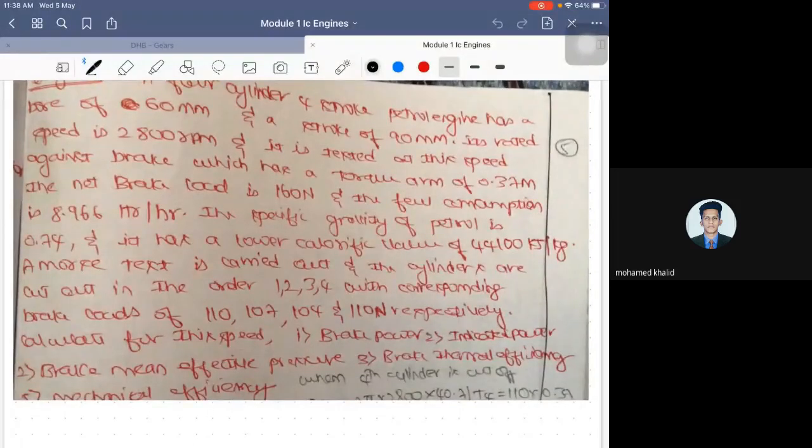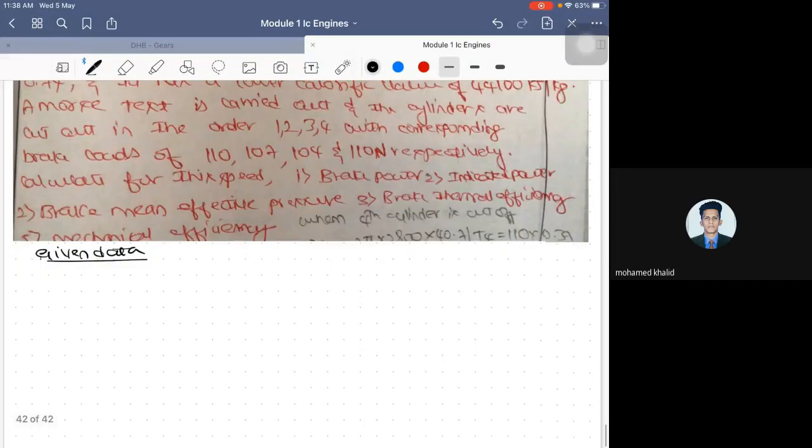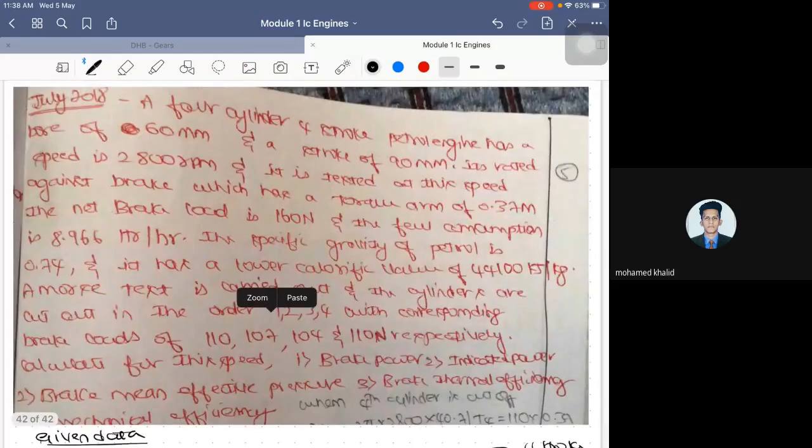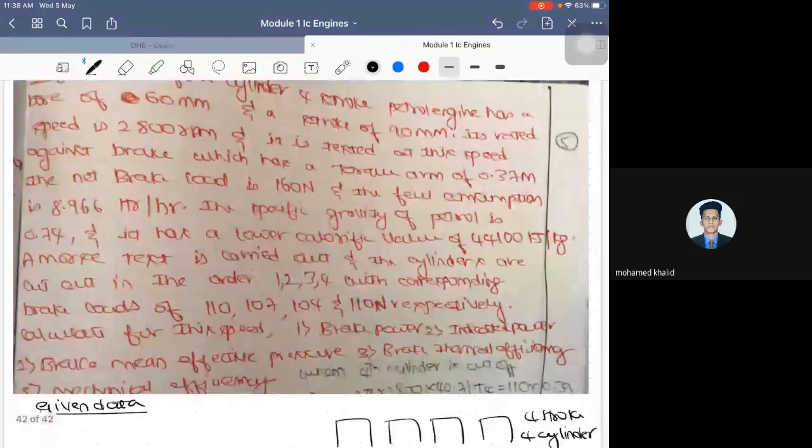Now, the four-cylinder, four-stroke petrol engine, he says, so I'll just be writing the given data. So engine configuration is what? It is four-stroke, four-cylinder. So just write this. Next, it has a bore of 60 mm and a stroke of 90 mm, he says.